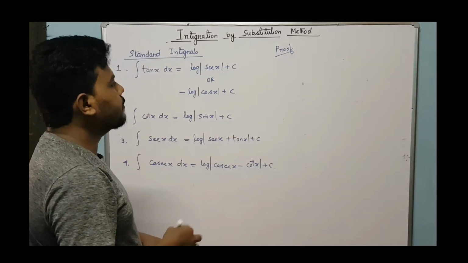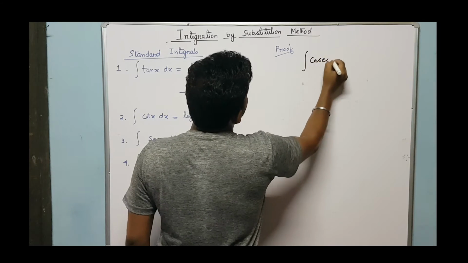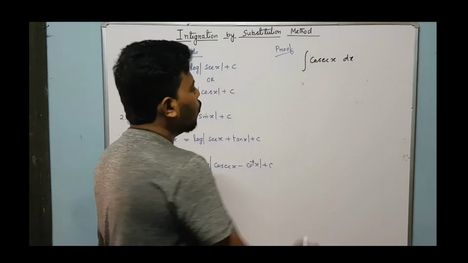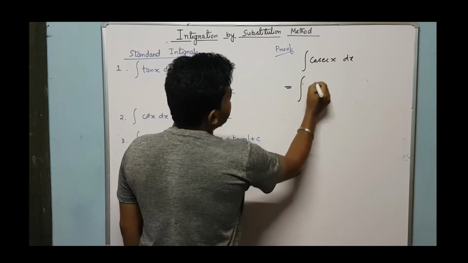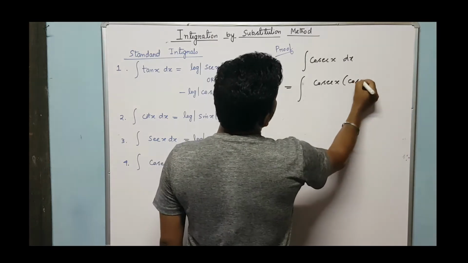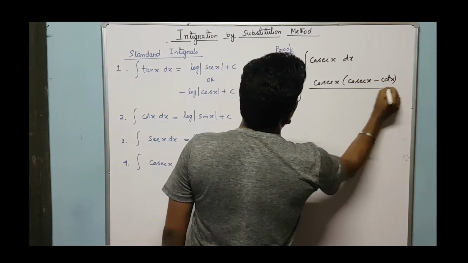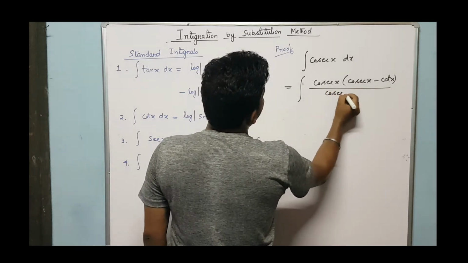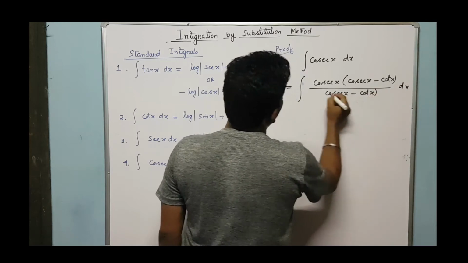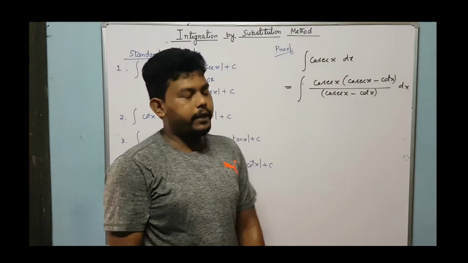Now number 4. Number 4 is cosec x dx. Just like number 3, we have to multiply by the factor cosec x minus cot x divided by cosec x minus cot x dx. See, we have multiplied by the factor cosec x minus cot x.